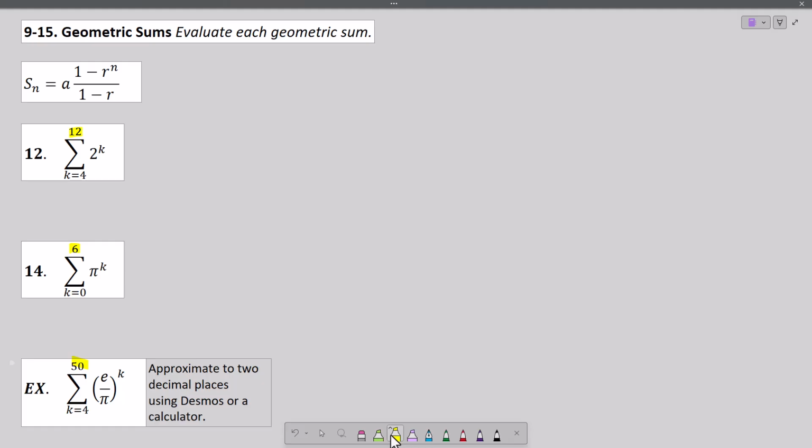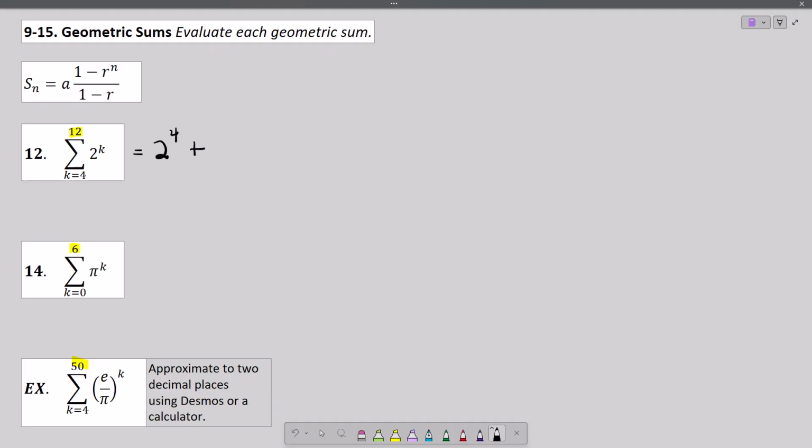How many? 9. Okay, I hear a 9. Let's do one that's a little simpler for a second. No, we can do this one. Let's write this one out. There's not so many terms that we can't write them out. So I heard 9. So the first term is going to be 2 to the 4.